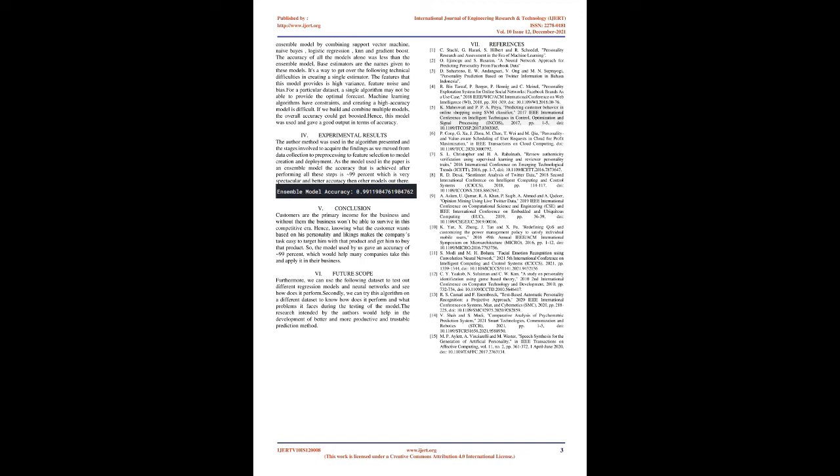6. Future scope. Furthermore, we can use the following dataset to test out different regression models and neural networks and see how they perform. Secondly, we can try this algorithm on a different dataset to know how it performs and what problems it faces during the testing of the model. The research intended by the authors would help in the development of a better, more productive and trustable prediction method.